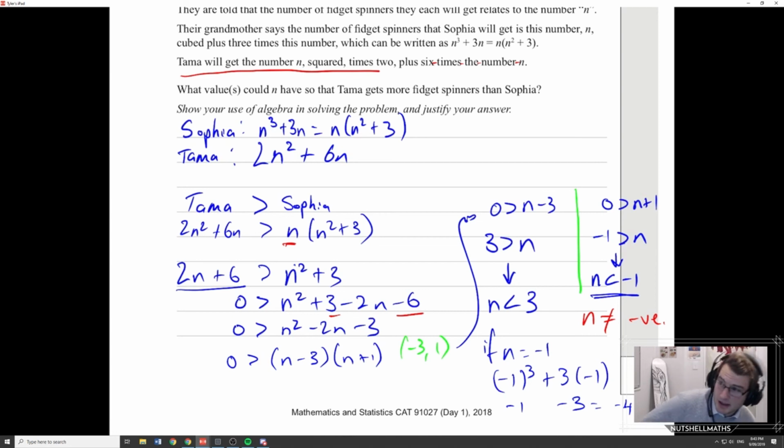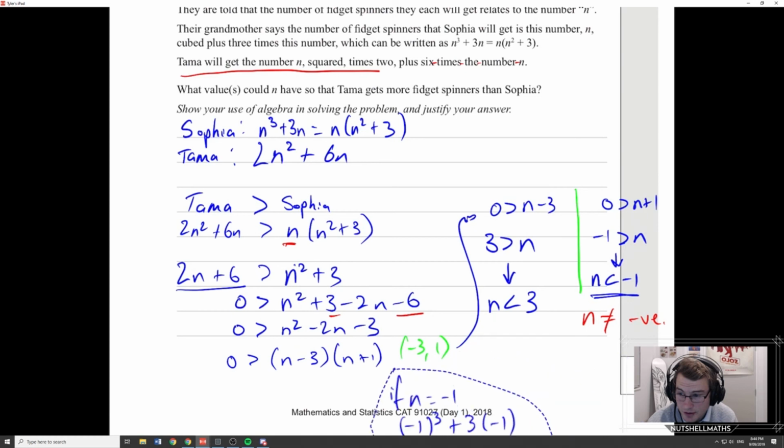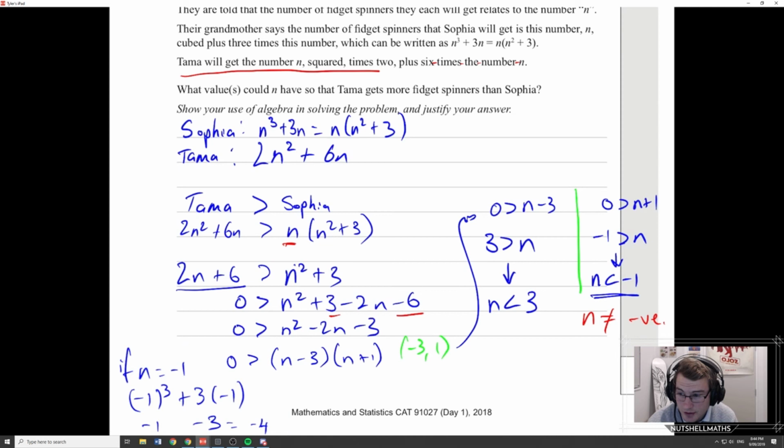Right, we're almost done here, team. So, because n cannot be negative, I write over here. Man, it's really hard to fit it all in. Let's move this over to the right hand side. Over here somewhere. Right. This is my n cannot be negative. So, if that's the case, then I know, therefore, n must be less than 3.